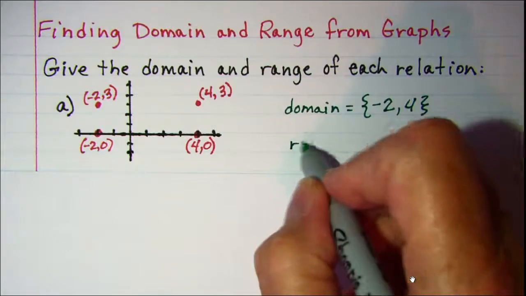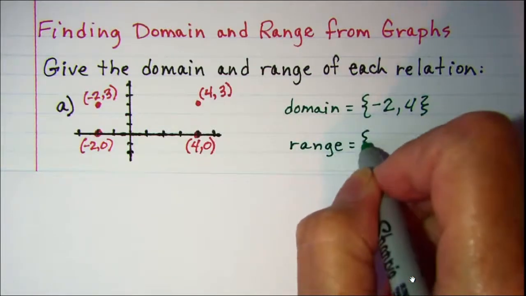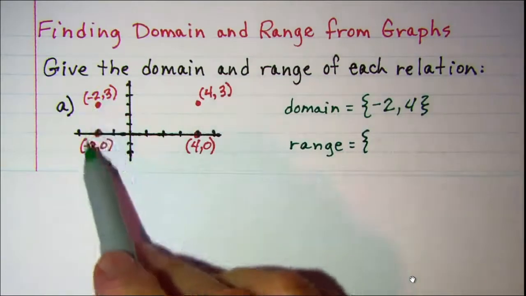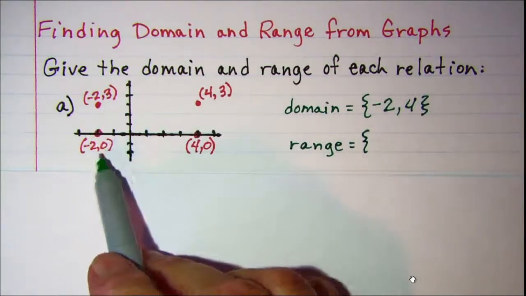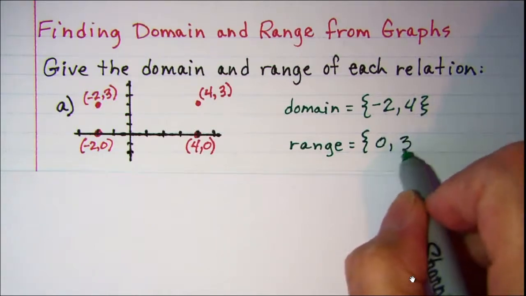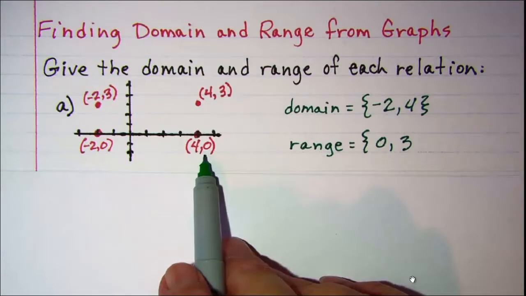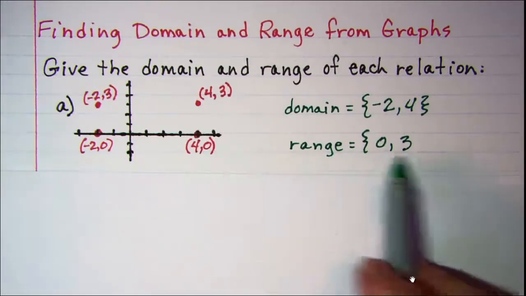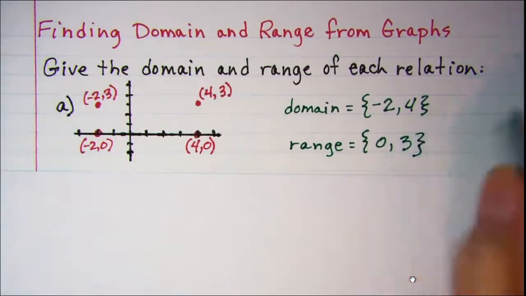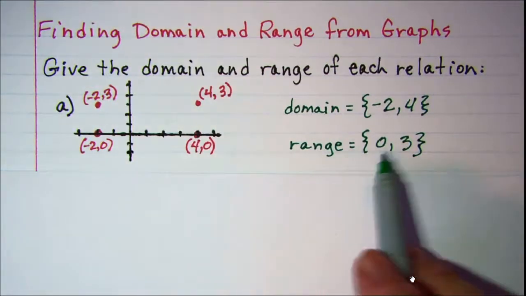The range is the set of all the y values. So for these 2 points, we have 3 and 0. Let me list those in order. And then for these 2 points, we also have 3 and 0, so we're not going to repeat those. Our range then for this relation is the set {0, 3}.